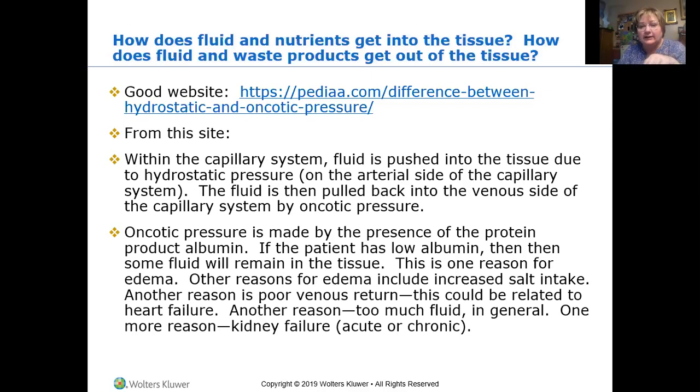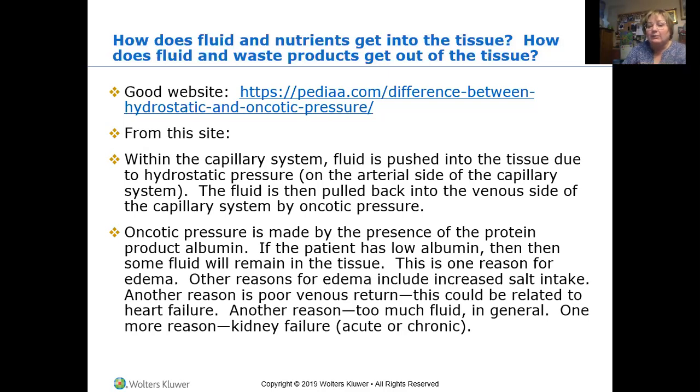So when we're talking about these two types of processes, we're mainly thinking about what is going on at the capillary level, and how are we getting fluid from the intravascular space pushed out into the tissue. And then how are we getting that fluid back out of the tissue, back into the intravascular space? Both of those things have to occur in order for our tissue to get both nutrients and oxygen.